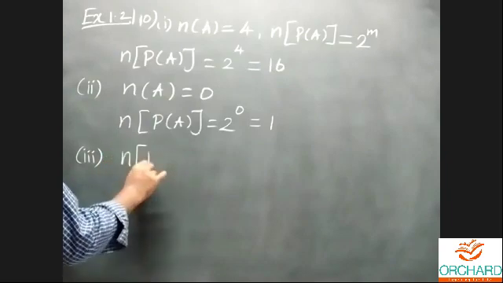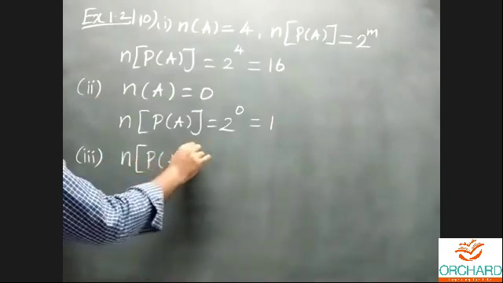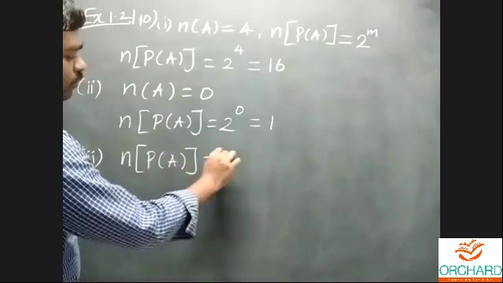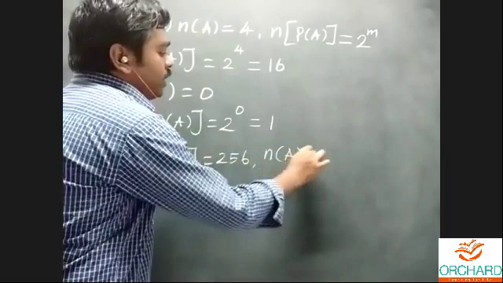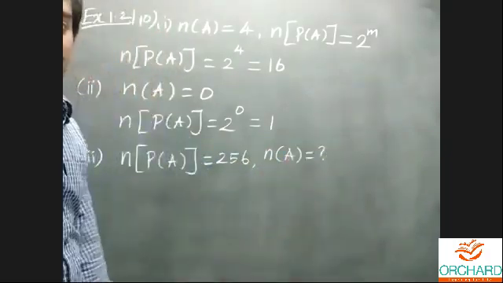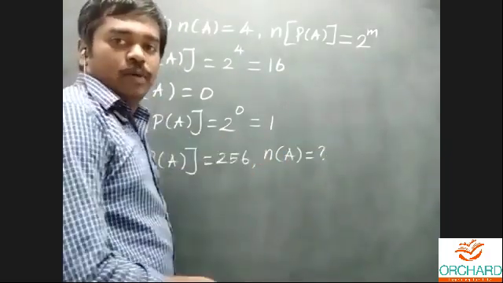n of P of A, the number of elements in the power set, they have given as 256. To find n of A, how many elements are in set A? Very simple. You can go with the factorization of the number 256.